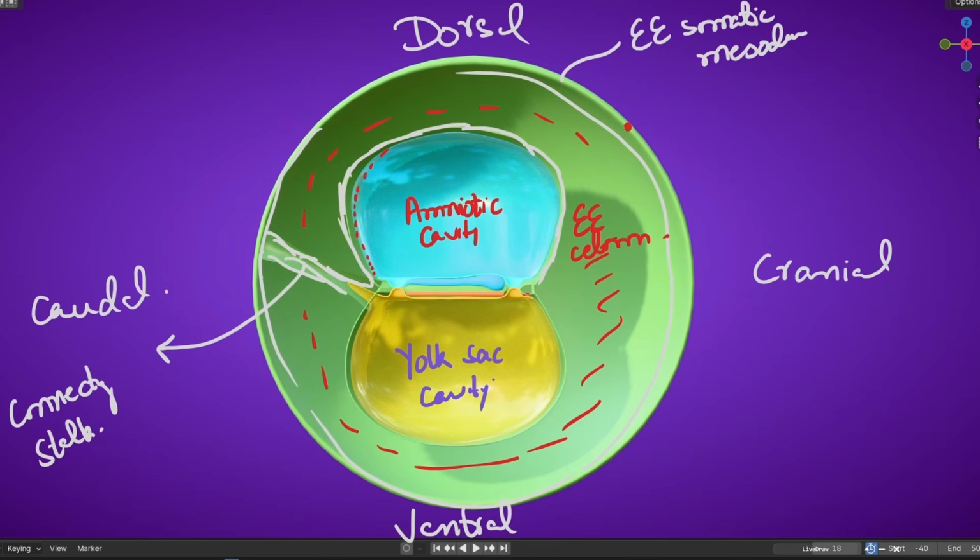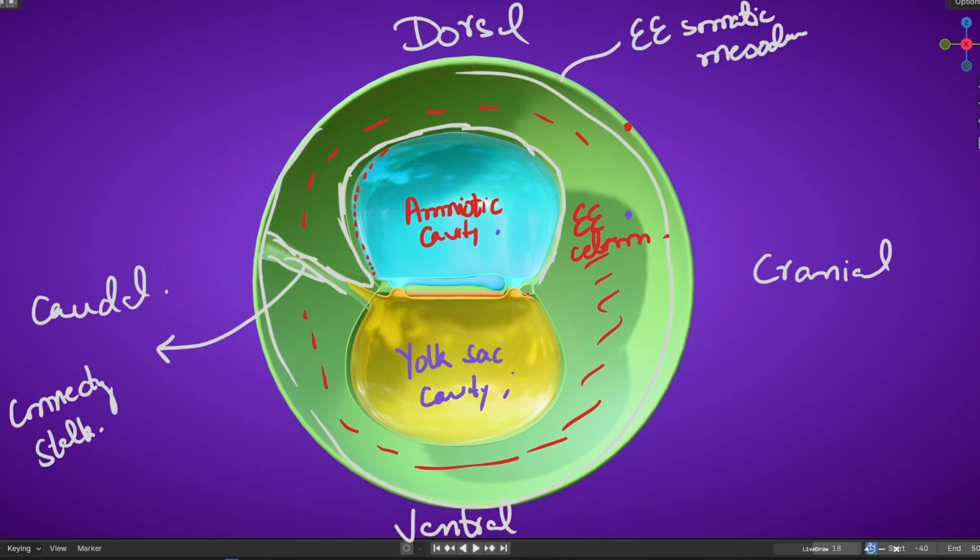Now, if you are confused about all these structures, you do not understand anything about them, you need to have some basic idea about the first week, second week, and third week of development. During these weeks of development, these structures gradually appear in the embryo. In this lecture, I will not go into details of how these structures form. Please watch those lectures to understand these basic concepts. So anyhow, let's move forward. We have these three cavities: extraembryonic coelom, amniotic cavity, and yolk sac cavity.